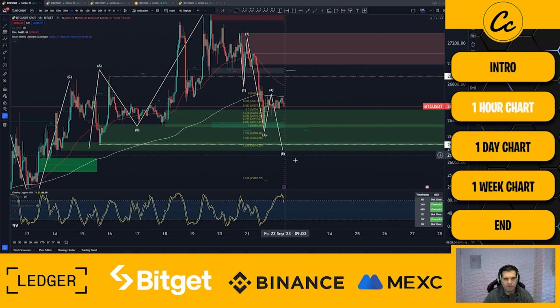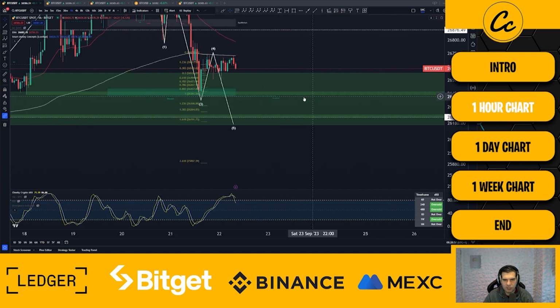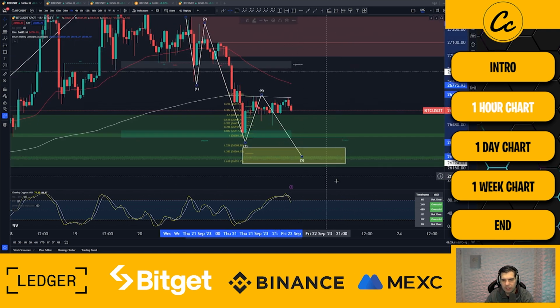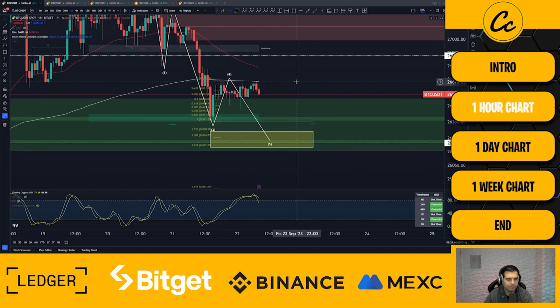Okay, so for now, I think on our hourly chart, our target range is going to be down here. It might overextend to hit that larger 1.618, but essentially 26,191 to 26,308 for now. Okay, that's where I'm going to be looking for our next move to the downside.